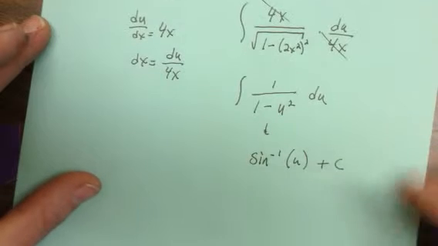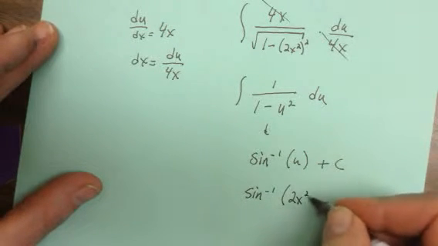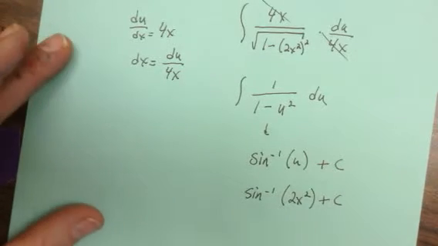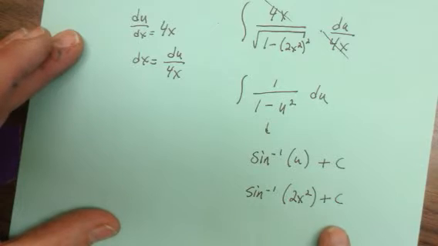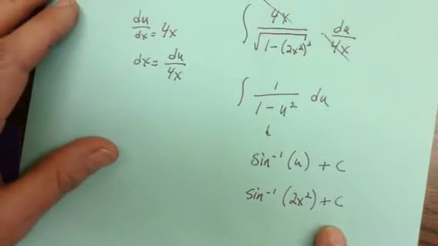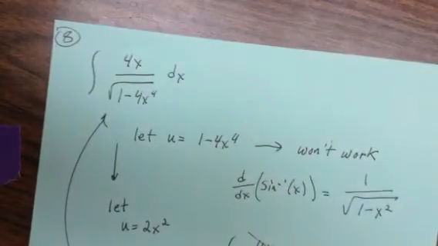And then changing it back in the end to the inverse sine of 2x squared plus c. Don't believe it? Take the derivative. That would be good derivative practice. Take the derivative of that thing. Make sure when you take the derivative of this, you end up with that.